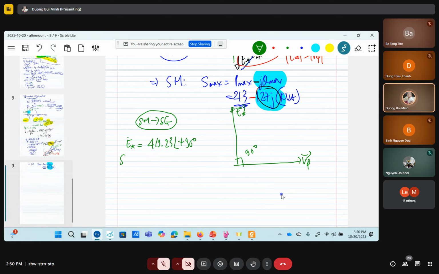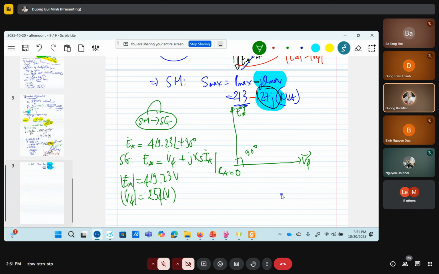So for synchronous generators we have the formula, right? We have EA equals V phase plus jXs IA. We assume RA is 0. This also is okay. Why? Because the magnitude of EA is 419.23 volt, and the magnitude of V phase now is 254 volt. So the synchronous motor now operates as a synchronous generator.